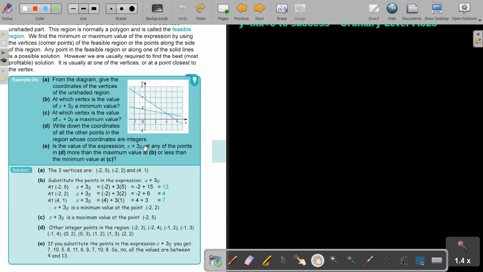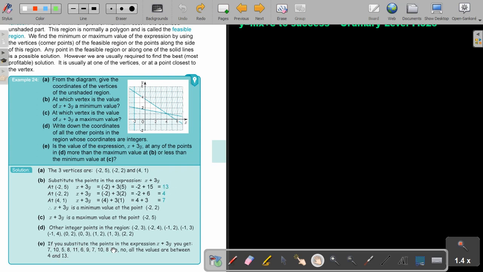And is the value of this expression at any of these points indeed more than the maximum value at B or less than the minimum value at C? So just go and substitute all those points into that expression. If you substitute the points in the expression, you get all these values. So now, all the values are between 4 and 13, because what were the extreme values? 13 and 4, but none of these values were close to that extreme.